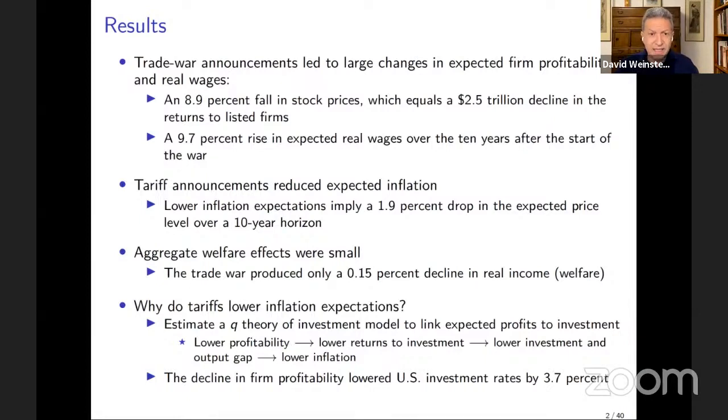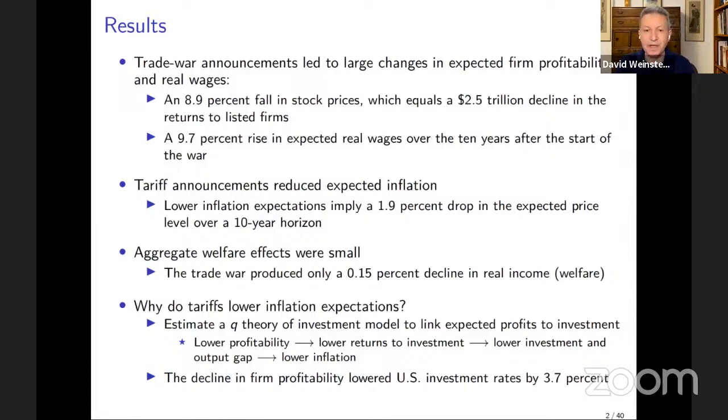That's consistent with the fact that you're getting a big drop in the returns to firms and a big rise in real wages. But you may wonder, why is it that tariffs lower inflation expectations? We'll present some evidence that, seen through the lens of a Q theory of investment model, it probably lowered the output gap.